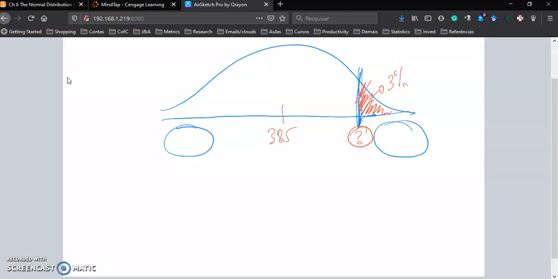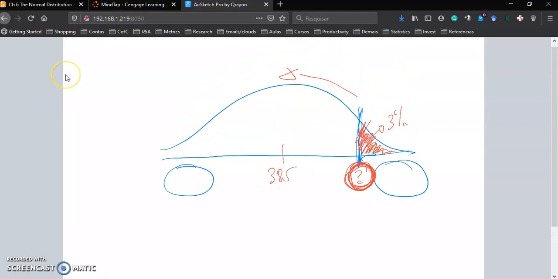So what is the number? What is the price? What is the cost for the airline tickets that gives me the top 3%, that splits the distribution into 97% cheaper and 3% more expensive? That's the question we're talking about here.